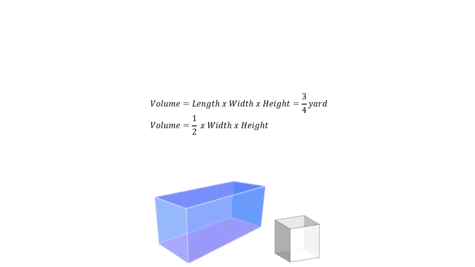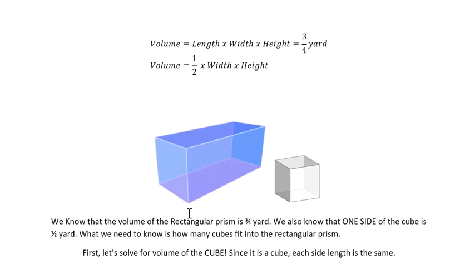So here I have just a cube over here, and then I have a rectangular prism over here. So you can see what we want to find out is how many of these are going to fit inside. We know that the volume of the rectangular prism is 3/4 of a yard, and we also know that one side of the cube is a half a yard. What we need to know is how many cubes fit inside the rectangular prism.